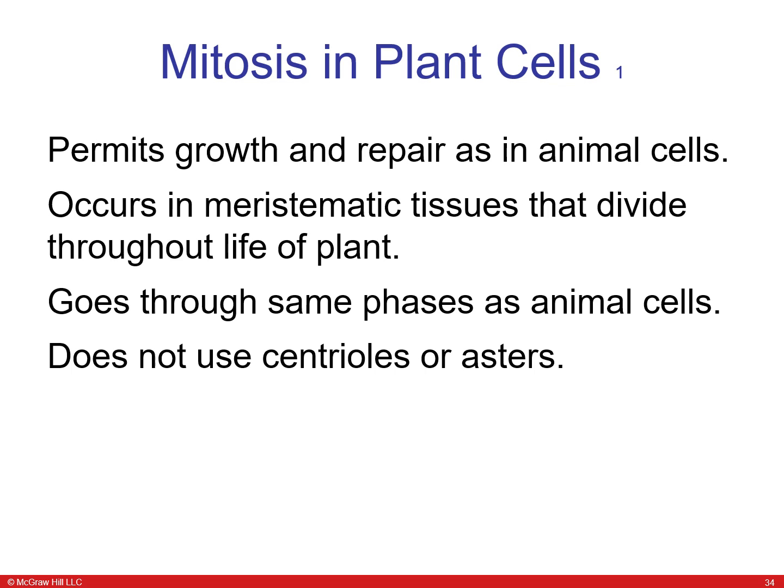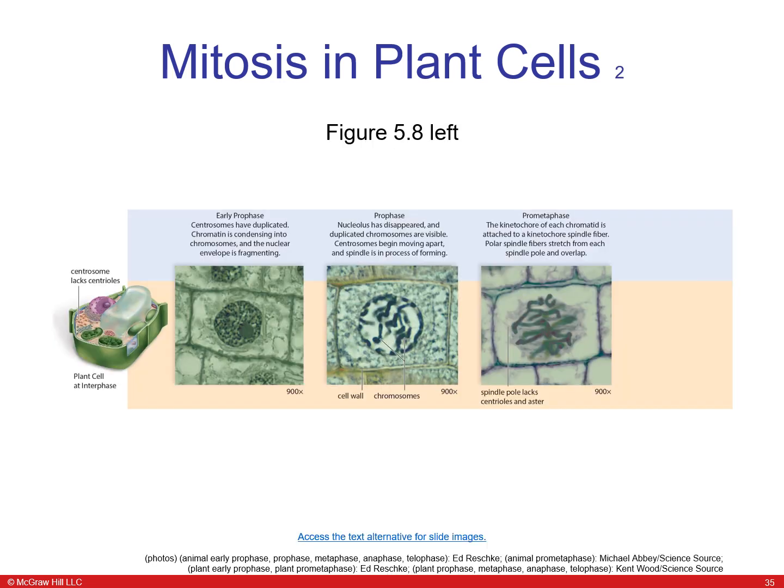All right, mitosis in plant cells. It promotes growth and repair as in animal cells, and it goes through the same phases as animal cells, but it does not use centrioles or asters. So here are some phases of mitosis in plant cells. We see early prophase, then prophase, and prometaphase, very similar to animal cells.